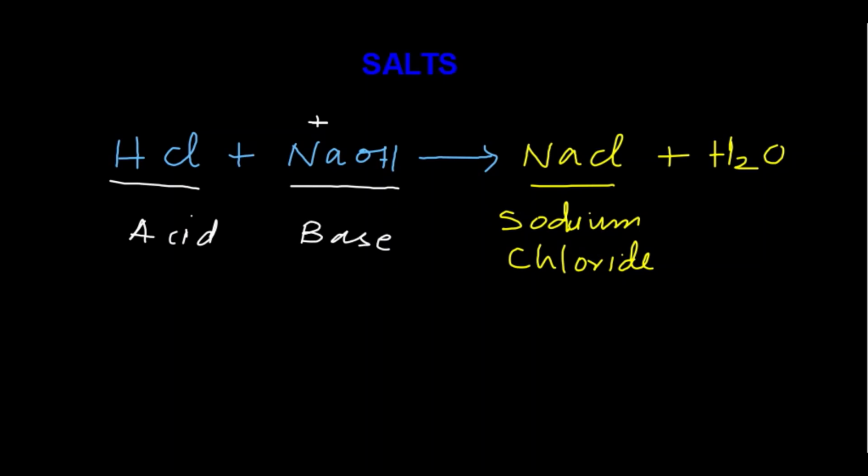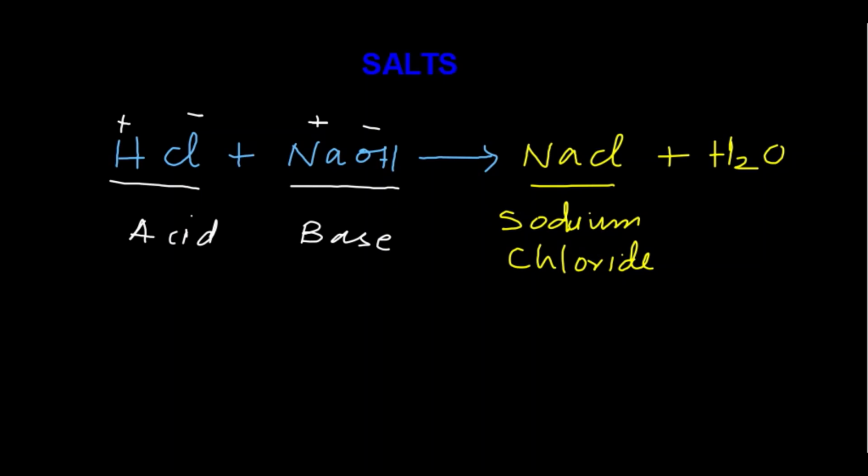The second part of a salt usually comes from the negative part of an acid, or anionic part of an acid. What is the negative part of an acid here? A chloride ion. Positive part is hydrogen ion, negative part is chloride ion. So the second part of salt, that is chloride ion, usually comes from the negative part of an acid. So in this way, after the complete neutralization of an acid with a base, we get salt and water.